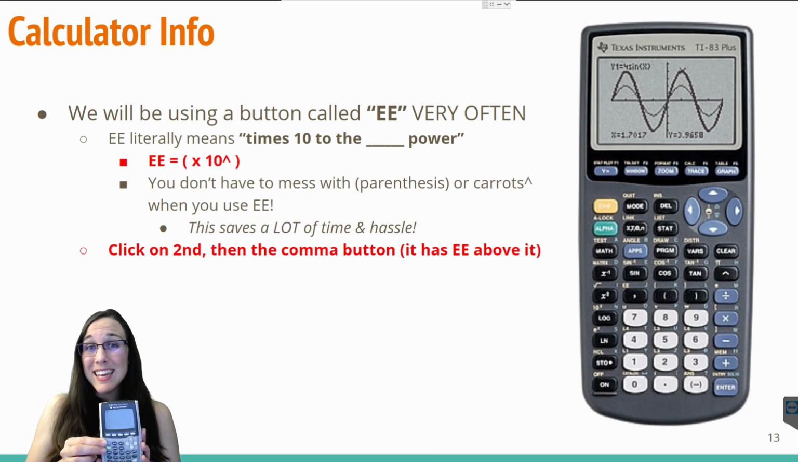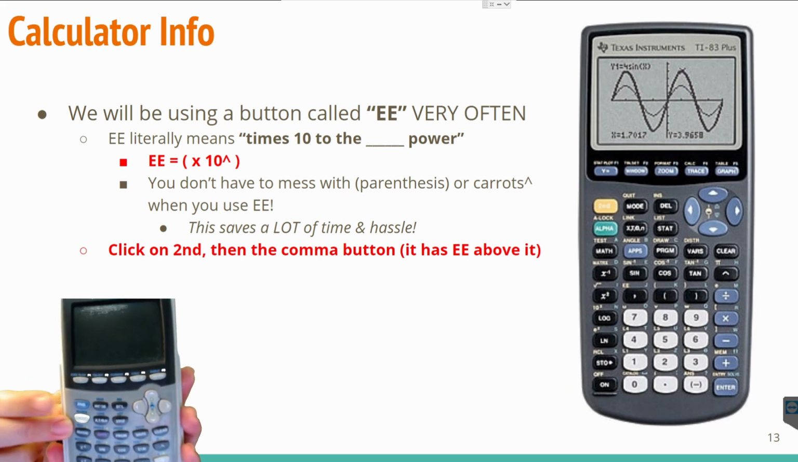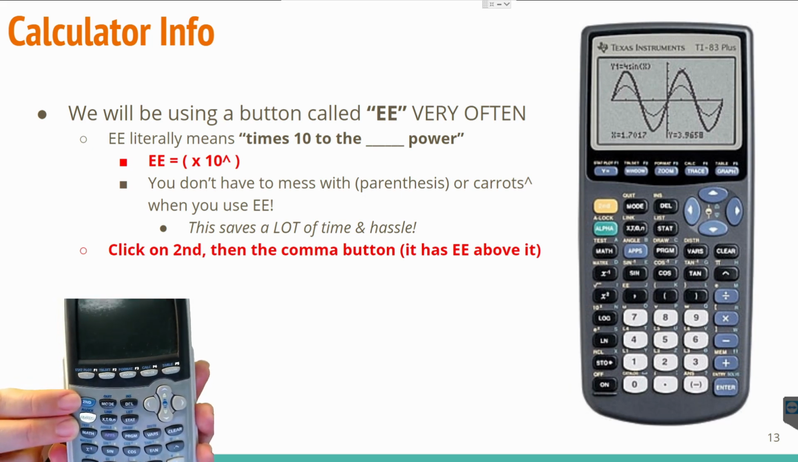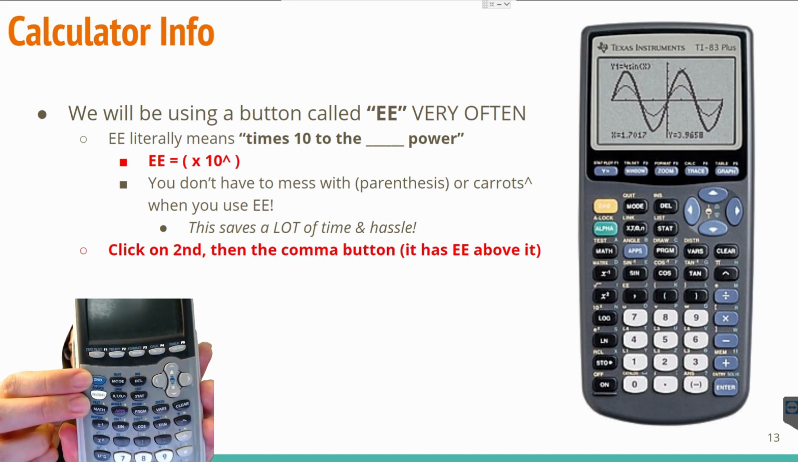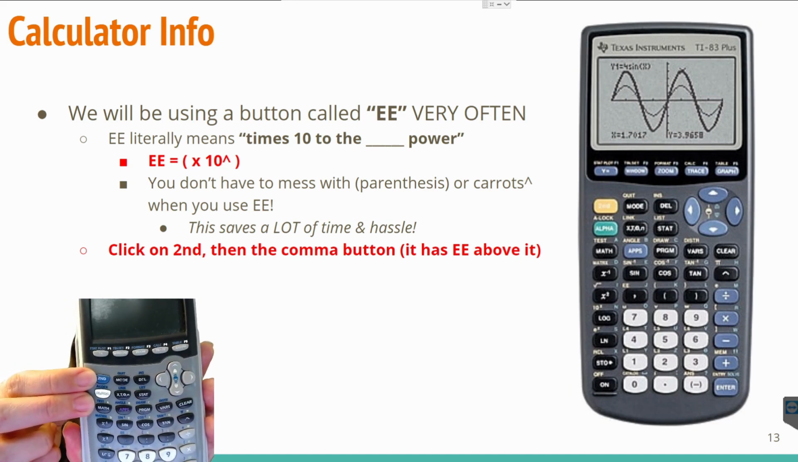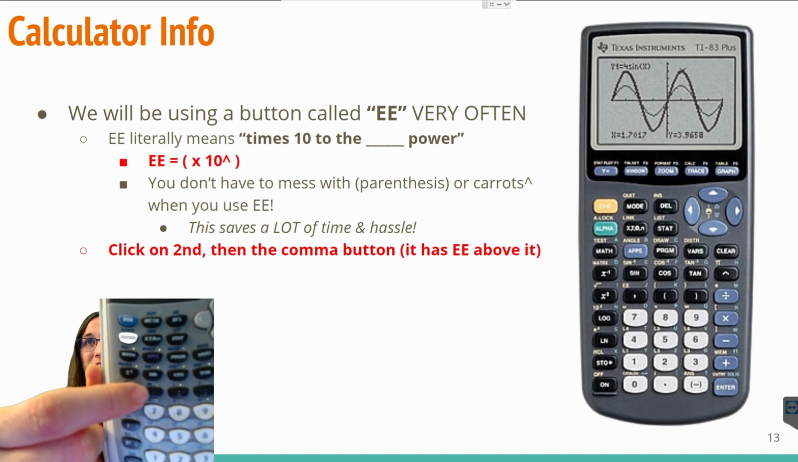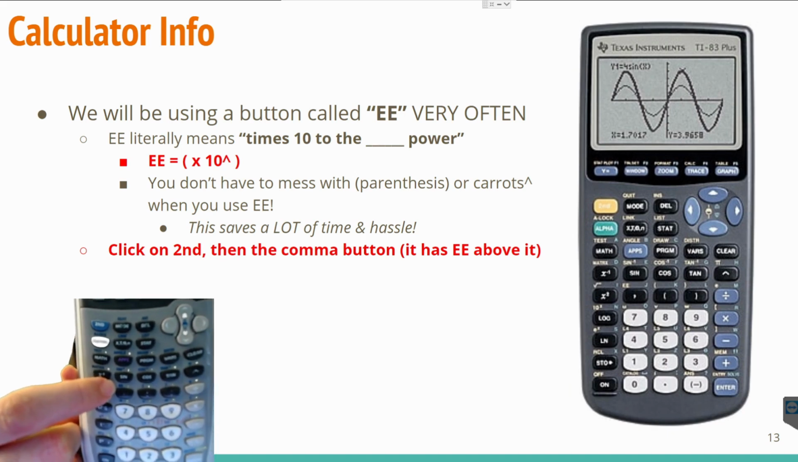In order to get EE to show up on your calculator screen, you need to first click the second button here, and then you also need to click the comma button, which has an EE above it, a very small EE. That's right here, and there's a little tiny EE right above that button.